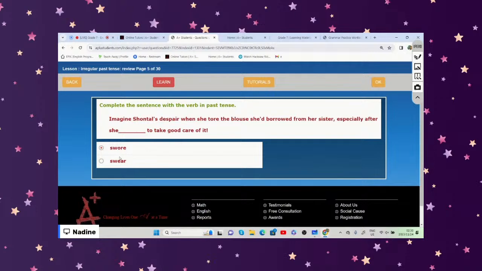Remember, swear is not just where we can say you are using foul language or a foul word. Swore is where you swear, it's almost like you are saying that you're not going to lie. So swore to take good care of it.